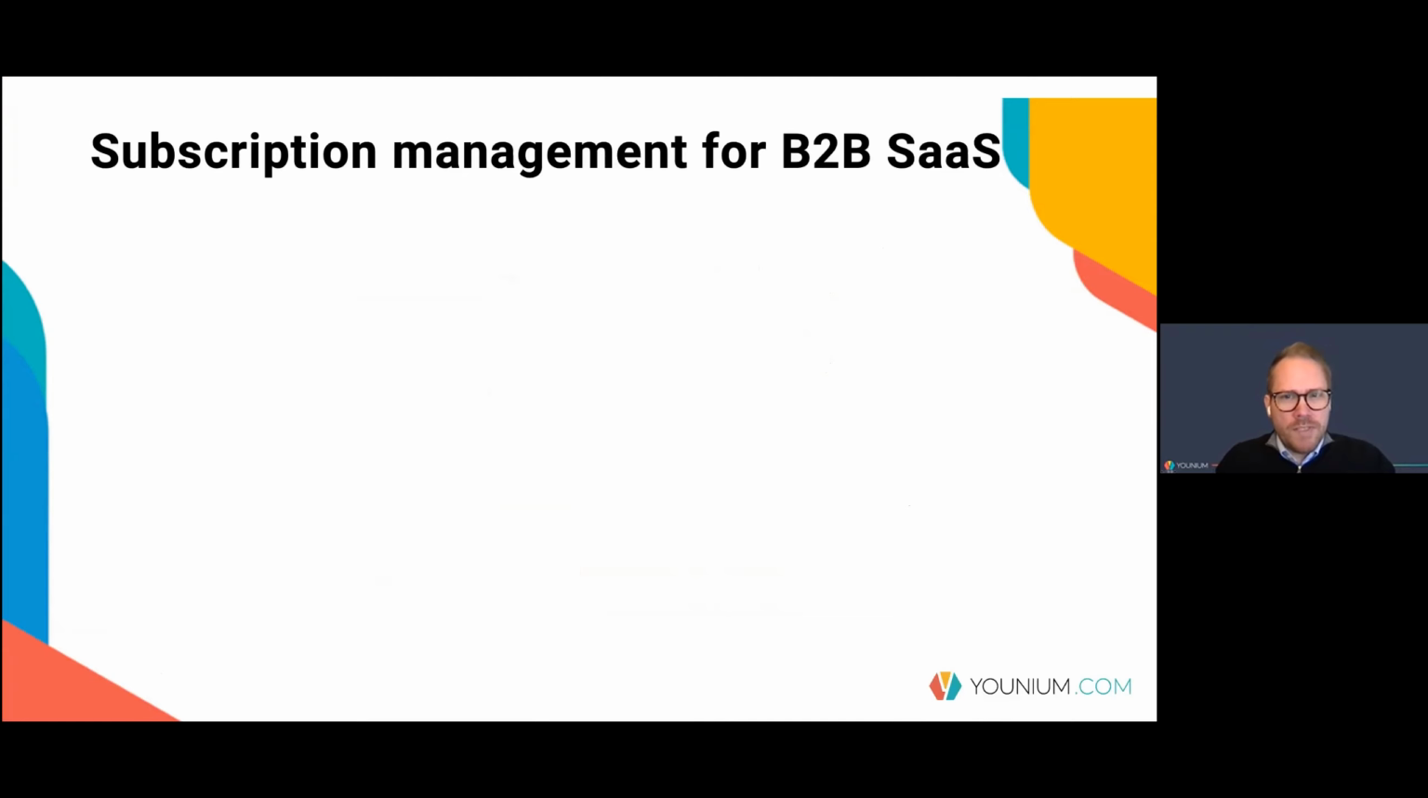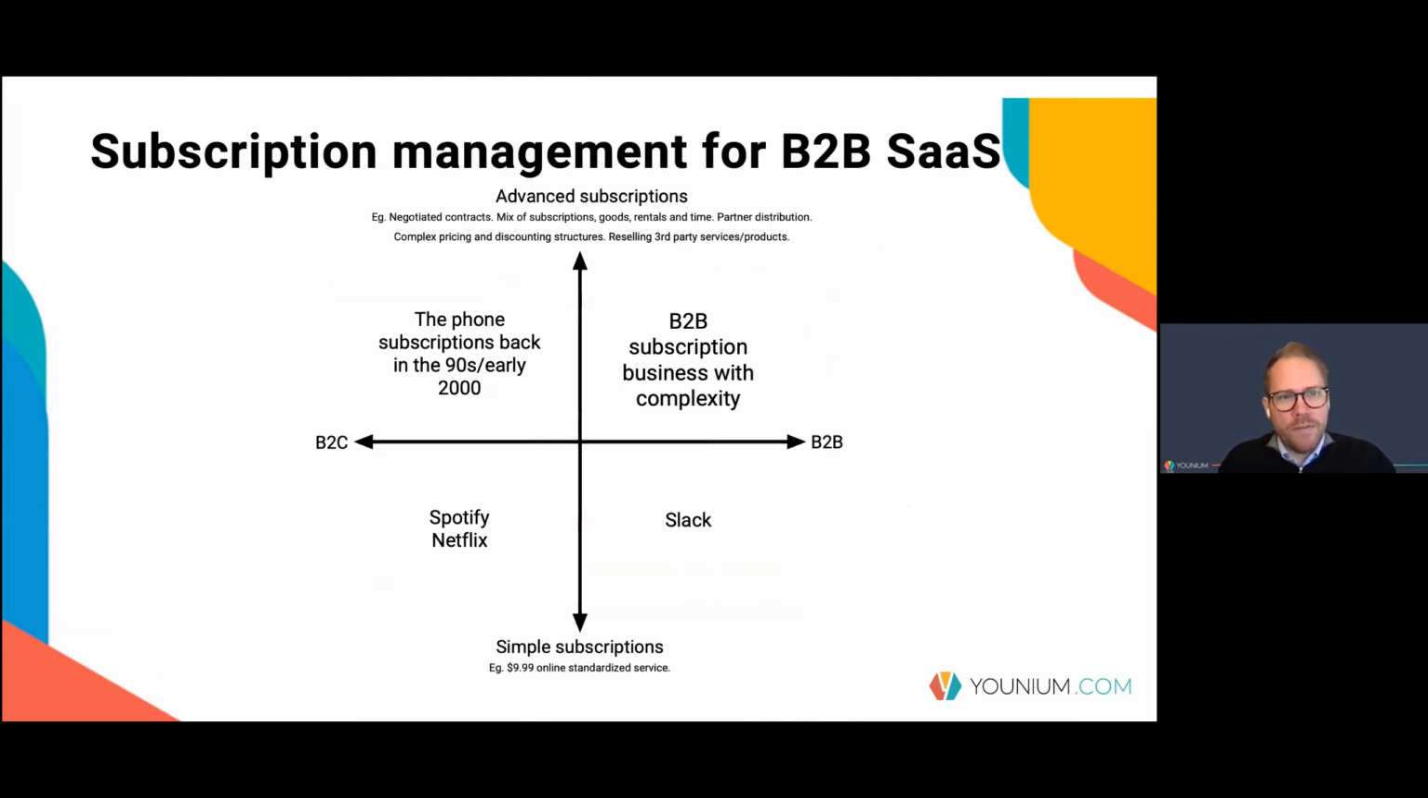So to sum this up, I'll present the quadrant for you, where you have one axis from left to right being, is it B2C or is it B2B or B2N in the middle? And the next one would be very standardized subscriptions at the bottom, whereas you would have more advanced subscriptions at the top. So looking more into the landscape of subscription management solutions, we have three typical players.